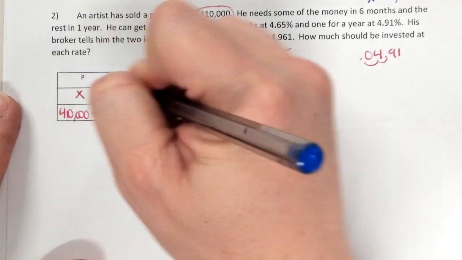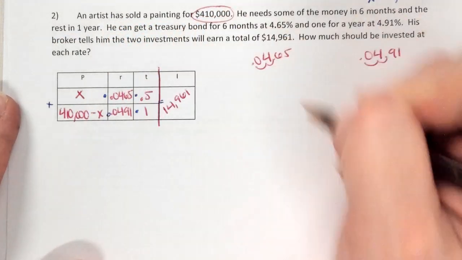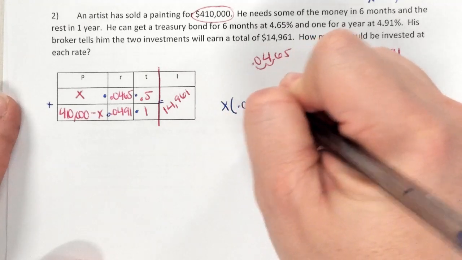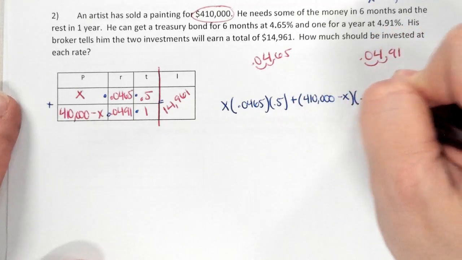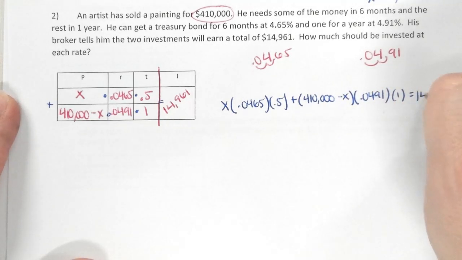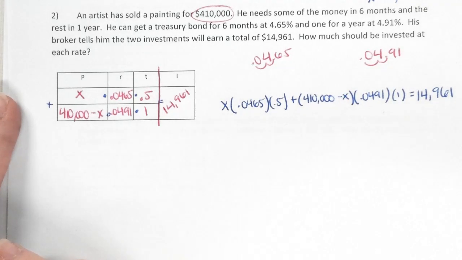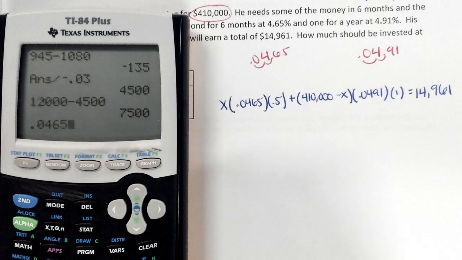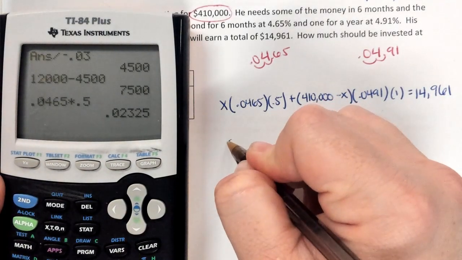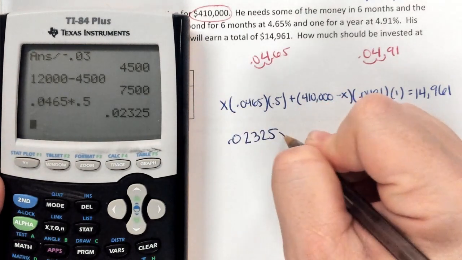So then the way we set that up is we're multiplying, adding, multiplying, equals. So X times 0.0465 times 0.5 plus 410,000 minus X. And then can we solve it? Yes. So I will tell you this one gets a little gross with our decimals, but we'll be fine. So when I multiply these first 2 numbers, I get 0.02325. Don't forget your X.